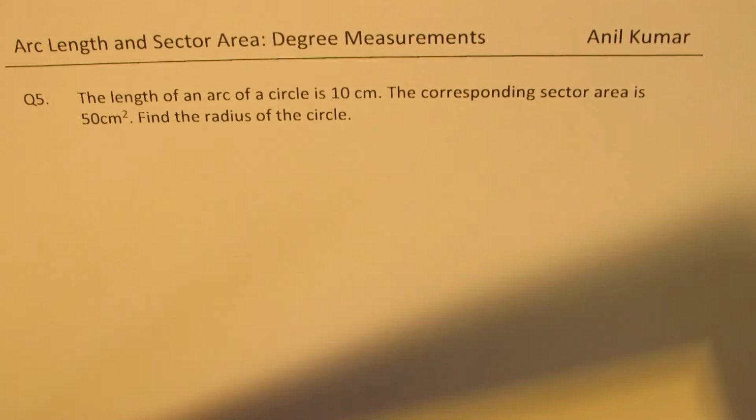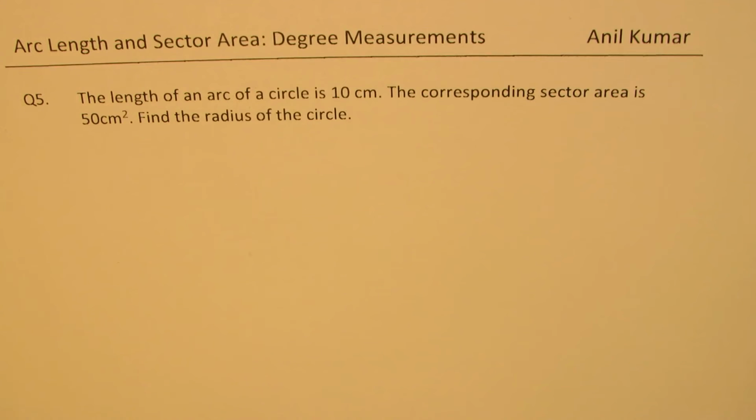Perfect. Now, we are in the last question, which is a thinking question. I'd like you to pause the video, answer this question, and then look into my suggestions. Question number 5. The length of an arc of a circle is 10 centimeters. The corresponding sector area is 50 centimeters square. Find the radius of the circle.